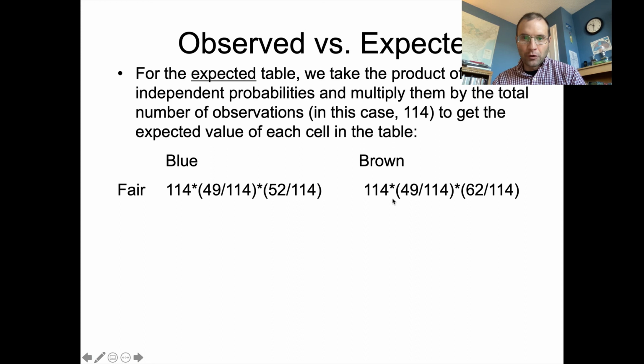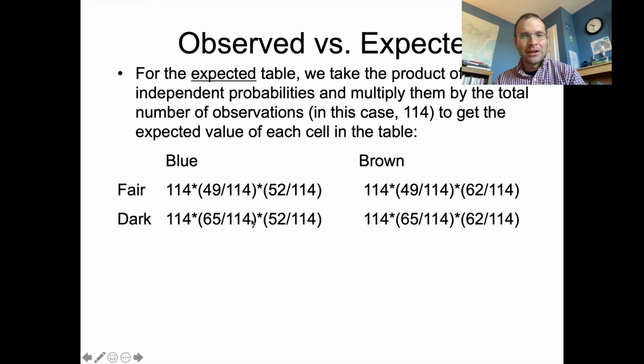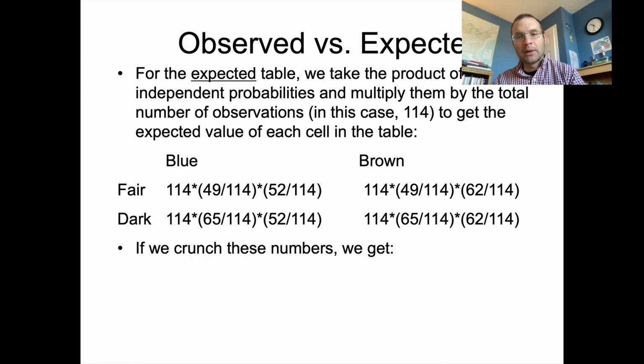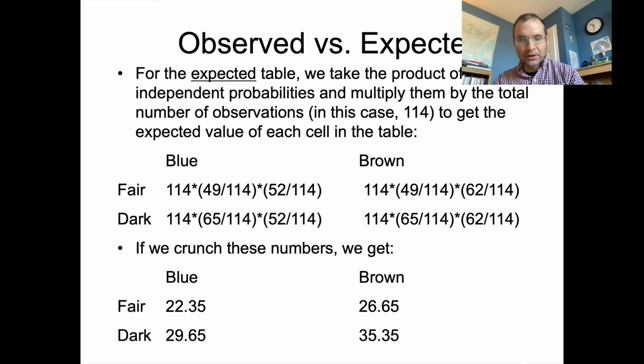You do that same thing for the brown-eyed people, except in this case you change this second probability, because, sorry, did I say brown-haired? I meant brown eyes. So this is the blue eye probability, and this is the brown eye probability. So that's the only thing that's going to change. Over here, you keep this the same. You change the hair color probability, and over here, you just change that as well for the dark-haired, brown-eyed combination. And if you crunch out all those numbers, you get a table that looks like this. So this product here equals 22.35, so on and so forth, 26.65.